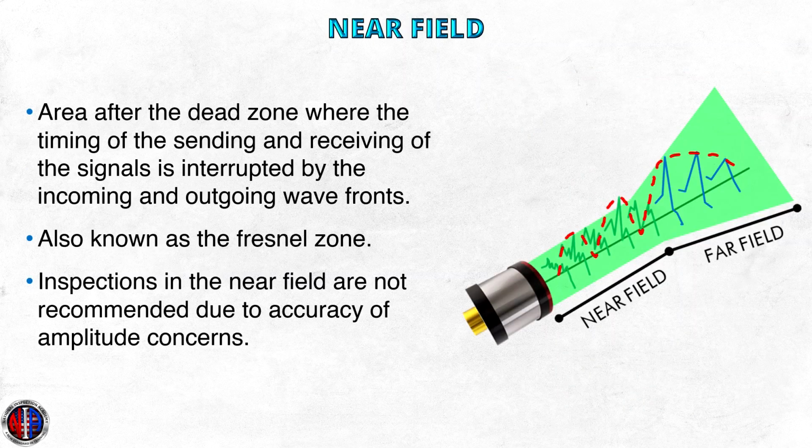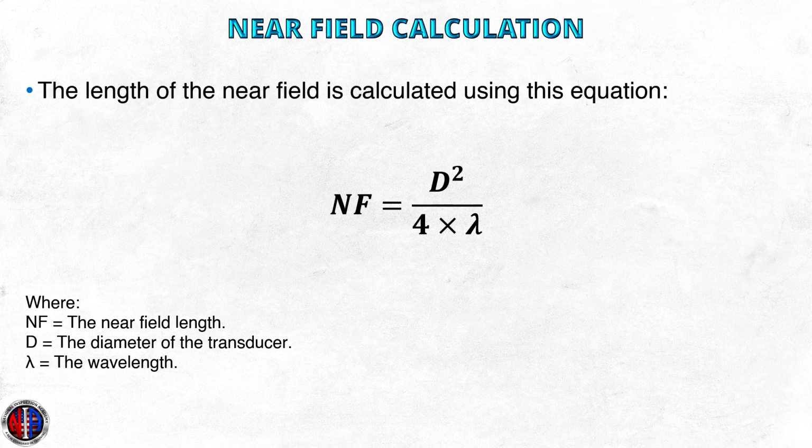The near field. The area after the dead zone, where the timing of the sending and receiving of the signals is interrupted by the incoming and outgoing wave fronts. This area is known as the near field or Fresnel zone. The near field can be used for inspections, however the accuracy of the amplitude cannot be counted on for the discontinuity sizing. Therefore, inspections in the near field are not recommended. The size and length of the near field can be calculated using this equation. NF equals d squared divided by 4 times the wavelength.